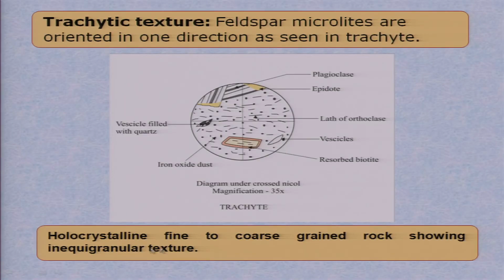By definition, trachytic texture is a holocrystalline, fine to coarse grained rock showing inequigranular texture. See here, the rod-like minerals are oriented parallel to the east-west direction of the crosswire of the microscope. Here is the plagioclase feldspar, here is the epidote, which is also a silicate mineral, and here is a resorbed biotite. This biotite shows resorption, and resorption is again because of the alteration of the minerals.